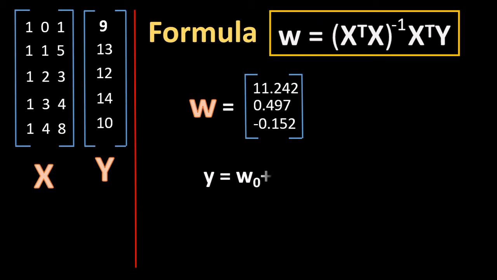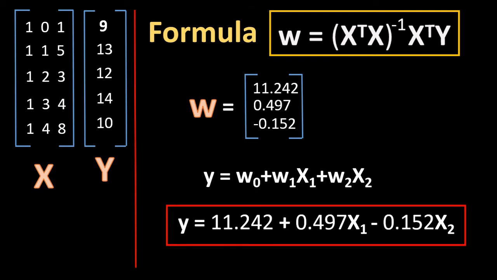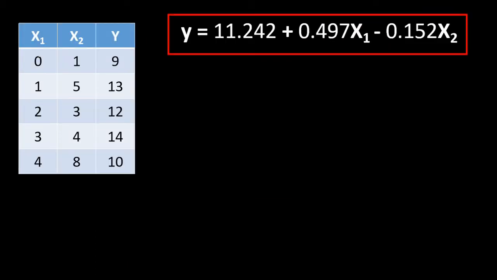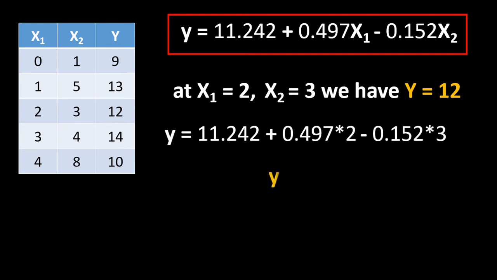Therefore, when we substitute this value into the equation, we get y equals 11.242 plus 0.479 x1 minus 0.152 x2. Now let us predict the value of y for x1 equals 2 and x2 equals 3. Here the value of y is 12, that is, our actual output is 12. So when we substitute x1 and x2 into the given equation of y, we get y equals 11.78 as shown here. So you can see how close our prediction is. This is how we can predict the values of y using the multiple linear regression formula of W.